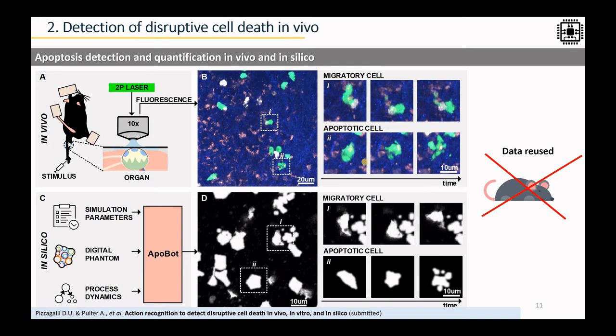We have a problem because there is currently a lack of publicly available data acquired in vivo. Therefore, we had to complement our data with other data generated in silico. So we used a digital phantom to generate a cell that breaks up into pieces or a cell that migrates resembling amoeboid migration. This provided us with the amount of data needed to perform the training.